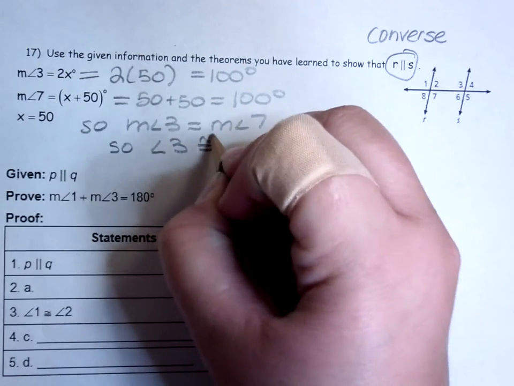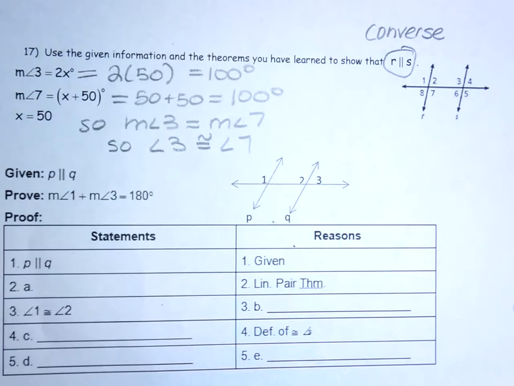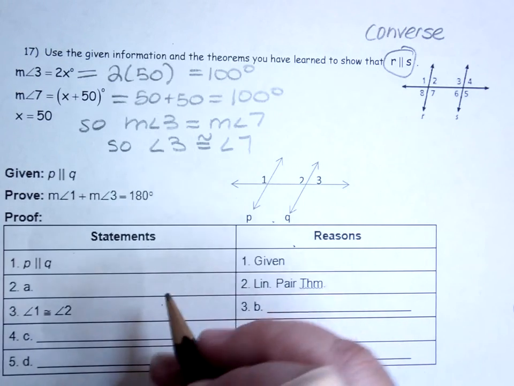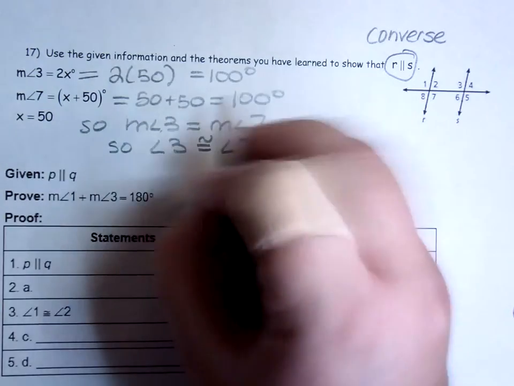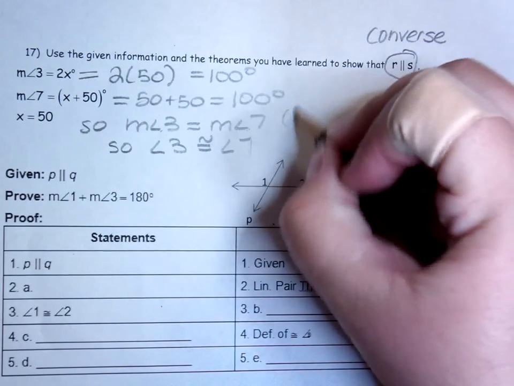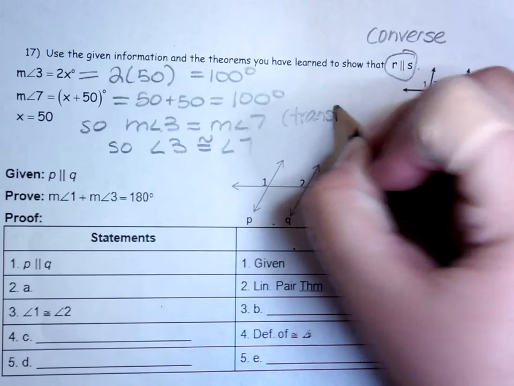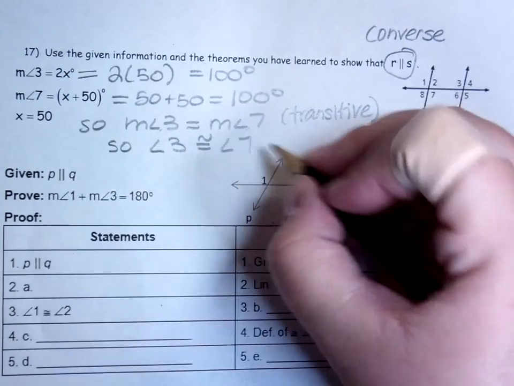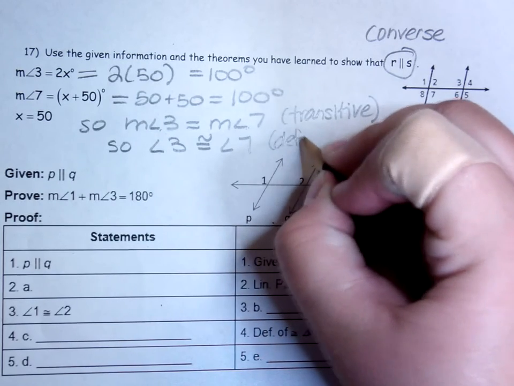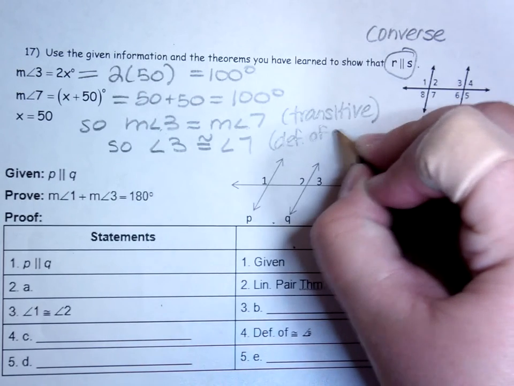I would probably be okay for this type of problem with you not giving me a reason for those. But if you wanted to say the reason we know these two are the same measure, it's because they both equal 100, so that's transitive. And the reason that tells me that they're congruent is the definition of congruent angles.